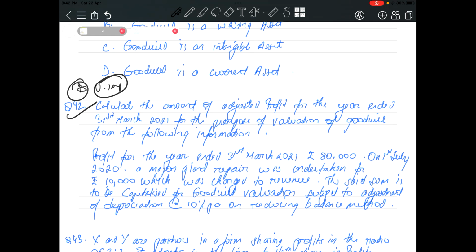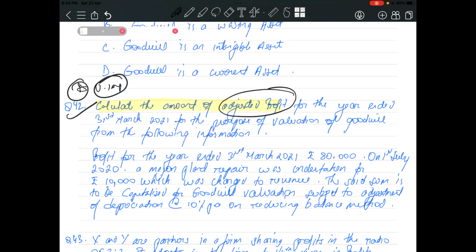Now let's see what the question is saying. Calculate the amount of adjusted profit. So what do we have to calculate? Adjusted profit. This is the requirement of the question. The first thing you have to do is read the question properly and see what the requirement of the question is. What is the question asking? The main requirement is to calculate adjusted profit.